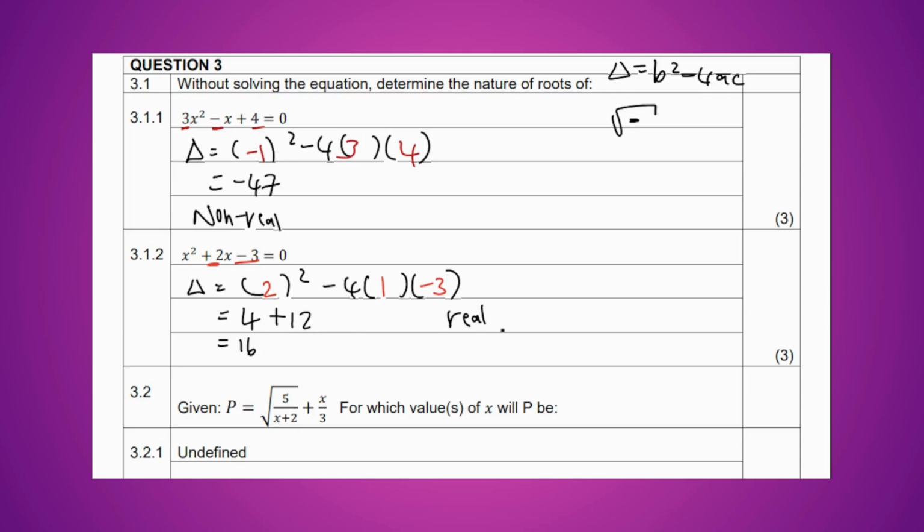That's the first thing. Then you need to say, is it rational or irrational? This is a perfect square, so it's rational. And then you have to say, is it equal or unequal? It's not 0, so it's unequal. Remember, if it's non-real, you only write one thing. If it's real, you have 3 categories.